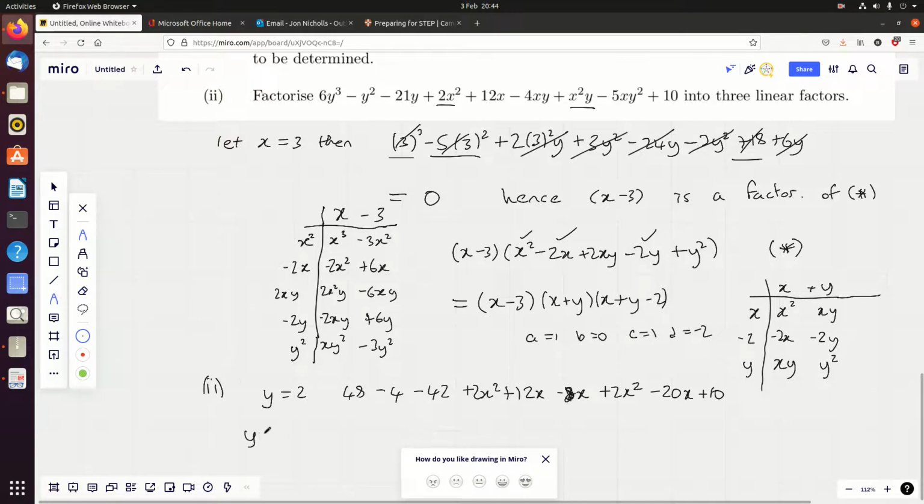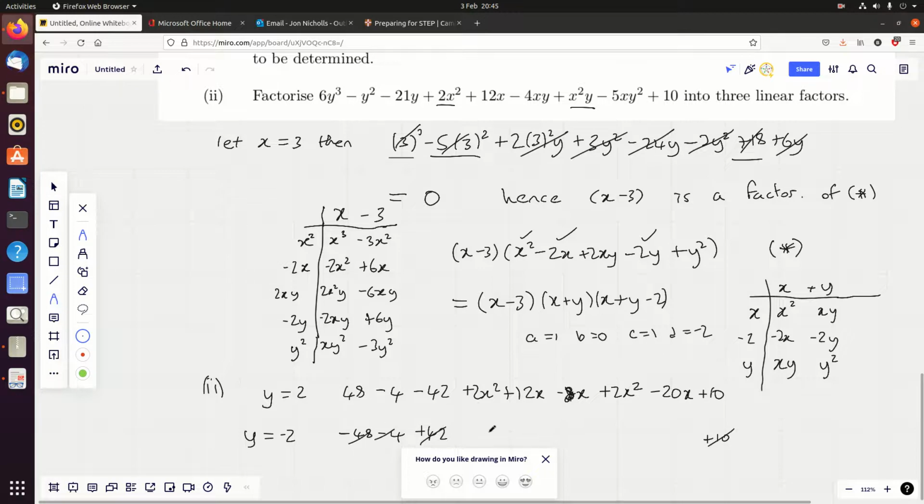So y equals minus 2. We're going to get, now this time it's going to be minus 48. Let's see if the 10 cancels as well, because that's a problem. We're going to get minus 4 again. We're going to get plus 42. And we're going to get plus 10 on the end. That's nice because they go.